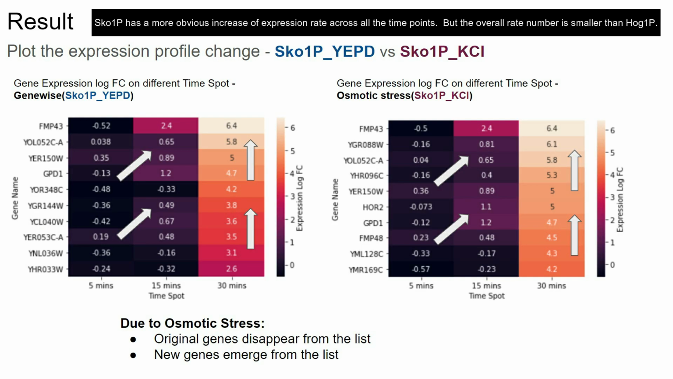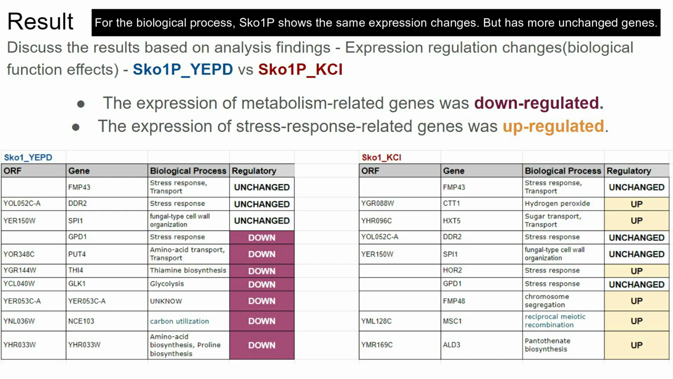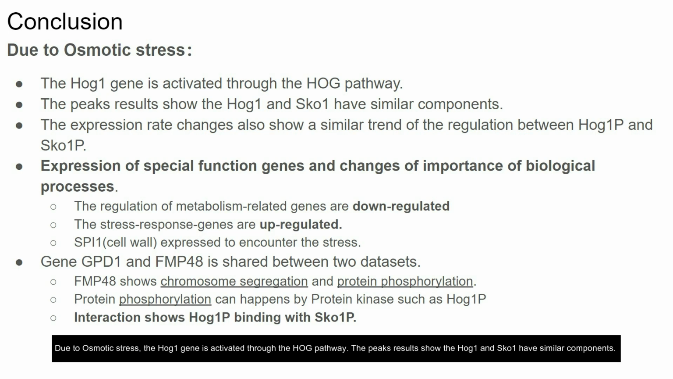SKO1 has more obvious increases of expression rate across all the time points, but the overall rate number is smaller than HOG1. For the biological processes, SKO1 shows the same expression changes, but has more unchanged genes. Due to osmotic stress, the HOT1 gene is activated through the HOG pathway. The peak results show HOG1 and SKO1 have similar components. The expression rate changes also show a similar trend of regulation. After 5 minutes, metabolism-related genes are downregulated, and the stress response genes are upregulated. From this result, we can know the genes that make up the peaks were significantly changed.